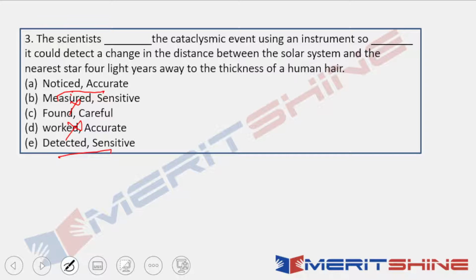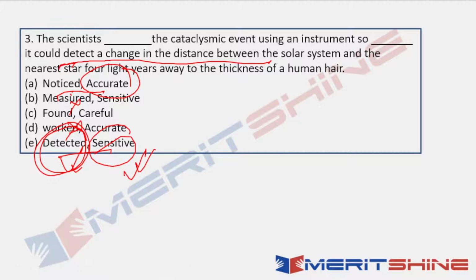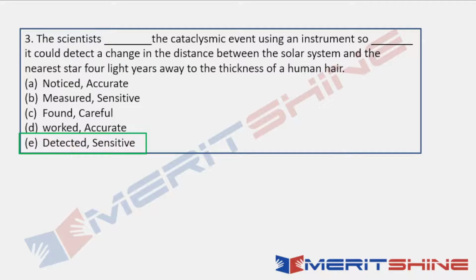So between accurate and sensitive, what should come in here? Now here you might have got confused, because in your mind you could have the same meaning associated with it. So there were two ways to kill that confusion. First was that you could see that here it could detect a change in the distance between the solar system. So when you say it could detect a change, most probably here they detected a cataclysmic event. That was one. The other way of looking at it is the difference between accurate and sensitive. An instrument's readings are accurate, but the instrument itself is sensitive, na? Right? So between accurate and sensitive, sensitive makes more sense, and therefore your answer should be E.